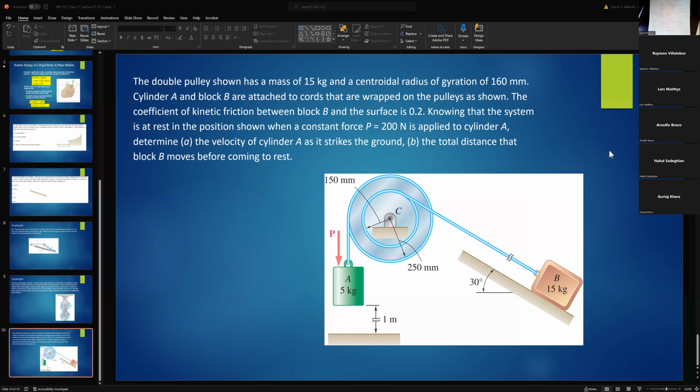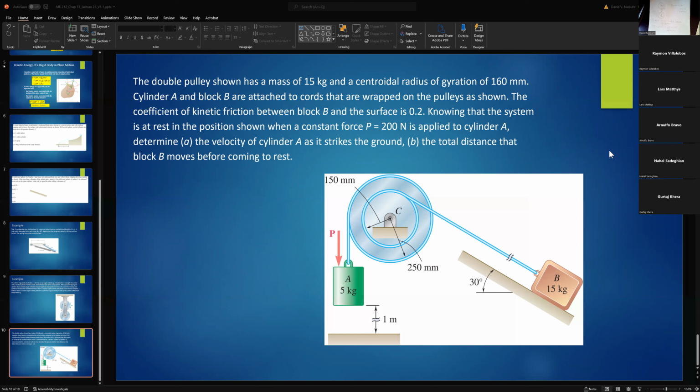Now, if you just visualize this without doing any numbers, you apply a force P at this 5 kilogram object, and it's going to go down 1 meter. So it's basically going to sink 1 meter, and then it's going to hit the ground. One of the questions, B, asks first for the velocity of the cylinder A as it strikes the ground, and then for the total distance that block B moves before coming to rest. Now, if block A can only go 1 meter, that doesn't mean that block B is only going to move 1 meter.